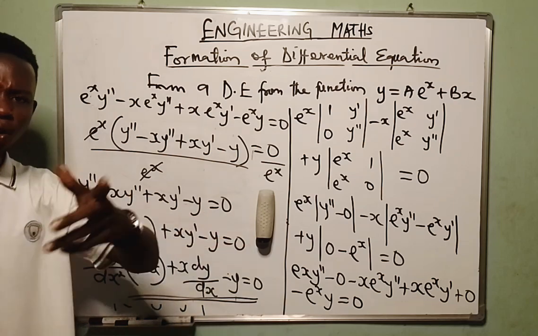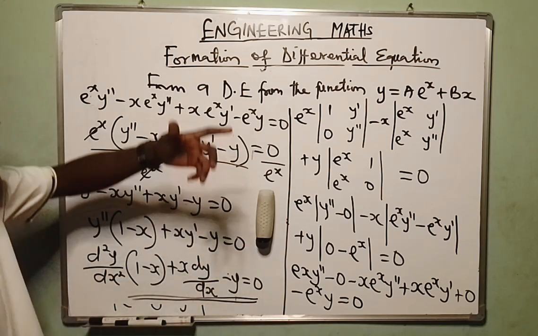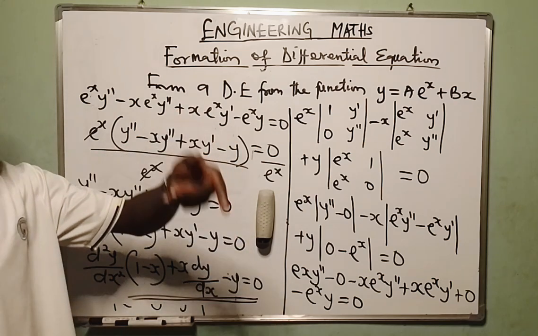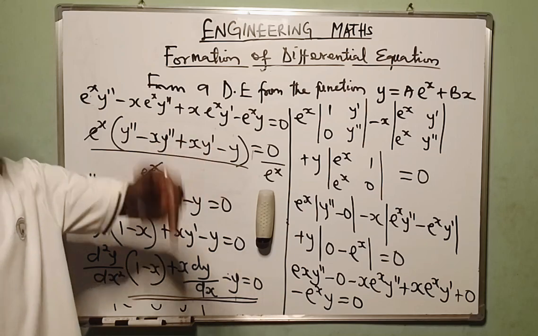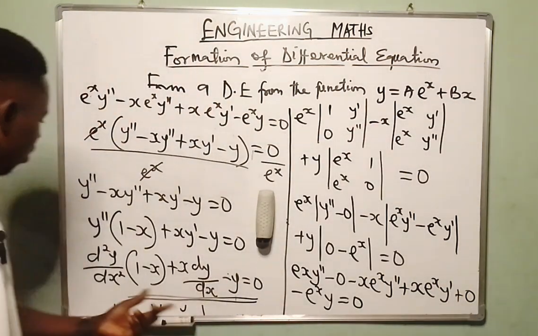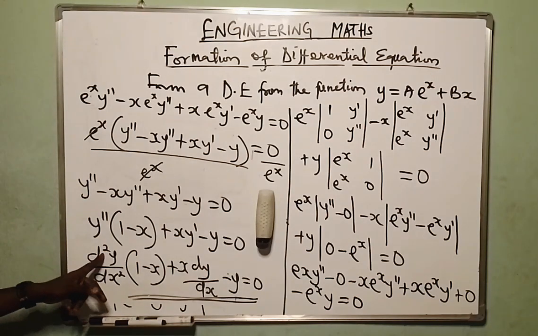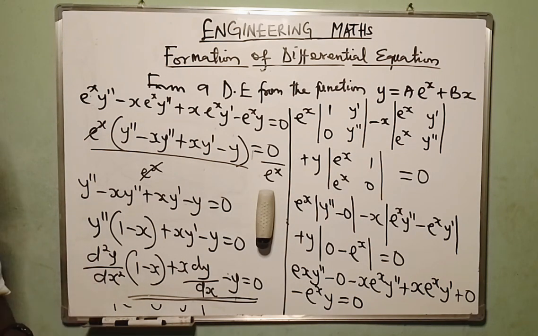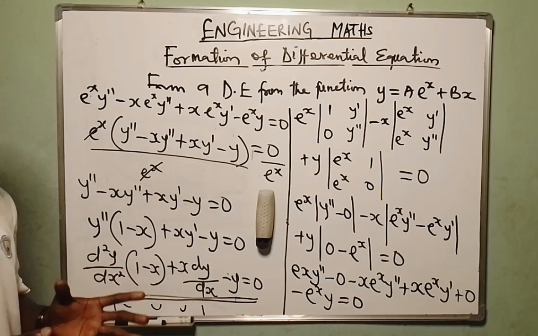Now remember that I told you that the number of arbitrary constants determines the order of that differential equation. Now we have 2 arbitrary constants. Now let us look at the order. We have a second order differential equation.